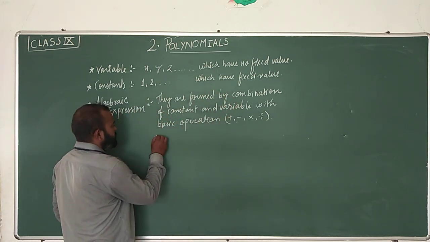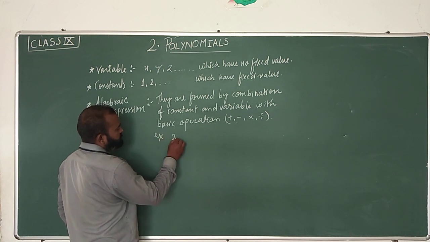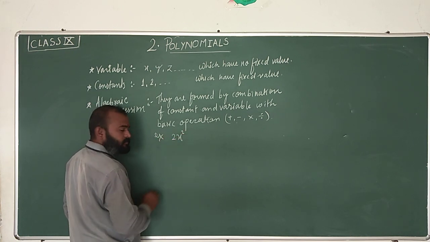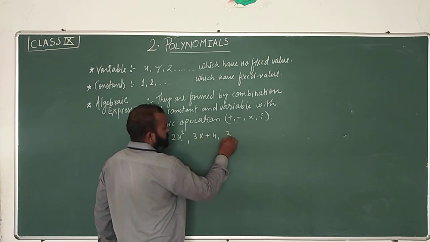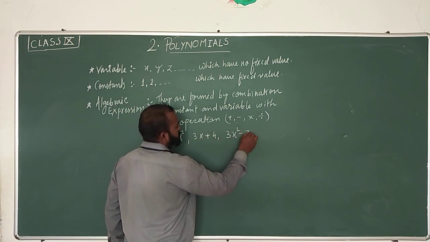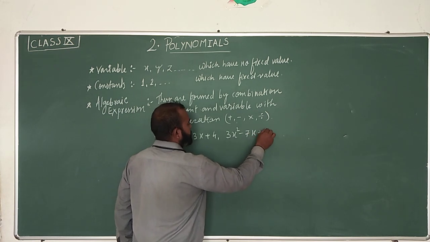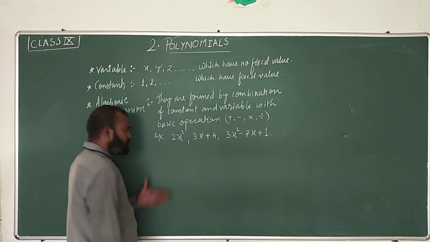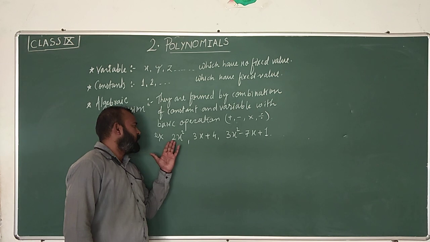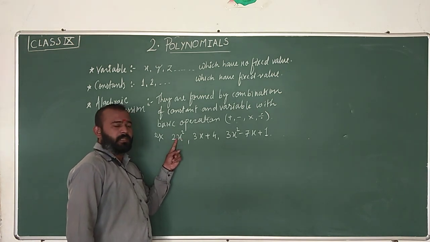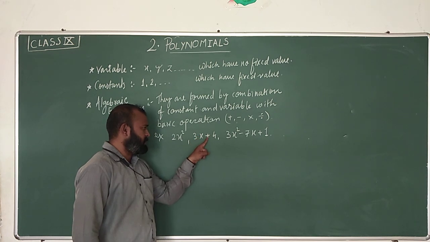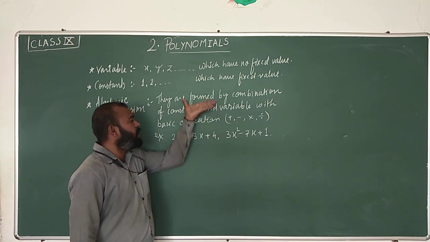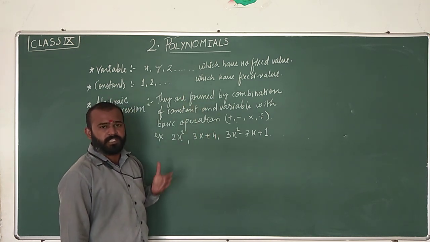We can give many examples: 2x square, 3x plus 4, 3x square minus 7x plus 1. So these are all algebraic expressions, where there is constant, variable, multiplication sign, constant, variable, multiplication, addition, constant. So these are all algebraic expressions.